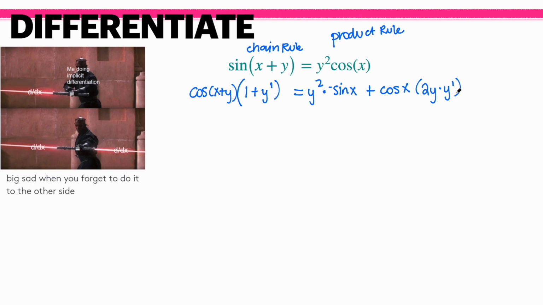Now, from here, it is basically just cleaning up. So I am going to distribute my cosine times 1 and my cosine times y prime. So cosine of x plus y times 1 is just cosine of x plus y. And I'm going to multiply the cosine of x plus y times y prime. And then this would be negative y squared sine of x plus, I'm going to bring the 2y in front.